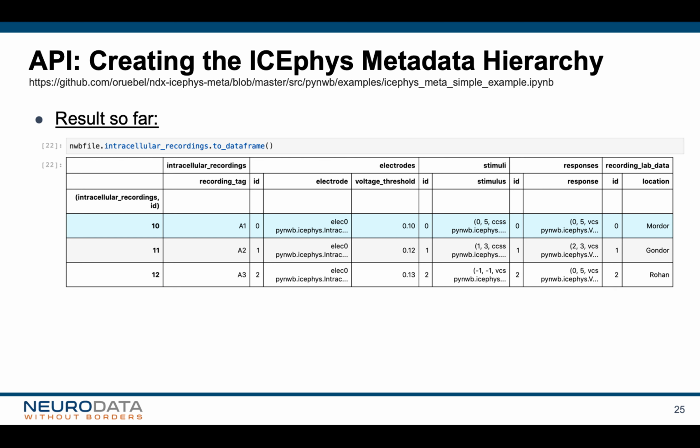And so let's have a look at what we have so far. We can convert our intracellular recordings table to a pandas data frame for visualization. So what we've created so far is an intracellular recordings table that consists of 3 intracellular recordings with the IDs 10, 11, and 12. They have a custom recording tag. They each have the electrode with a voltage threshold custom column, and then the stimulus and response pairs, and the custom category for our recording lab data.